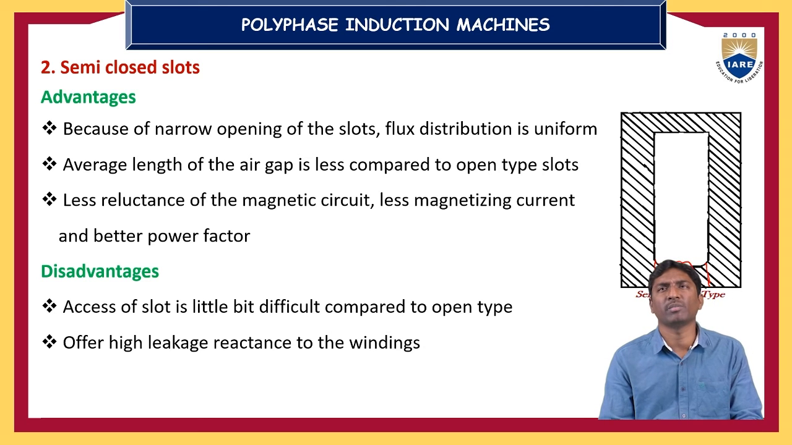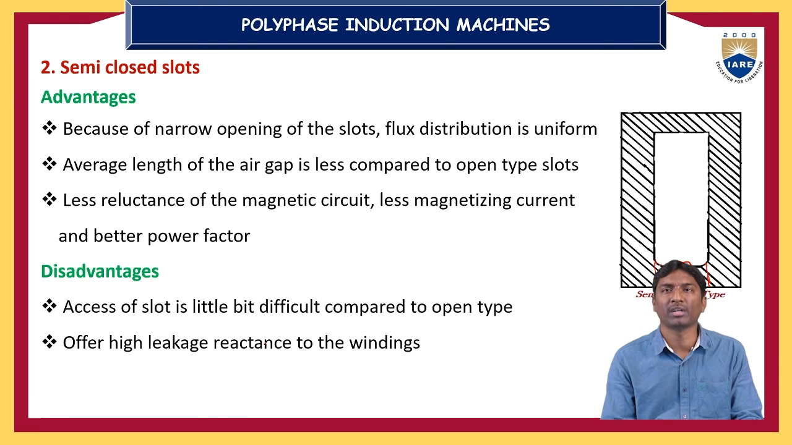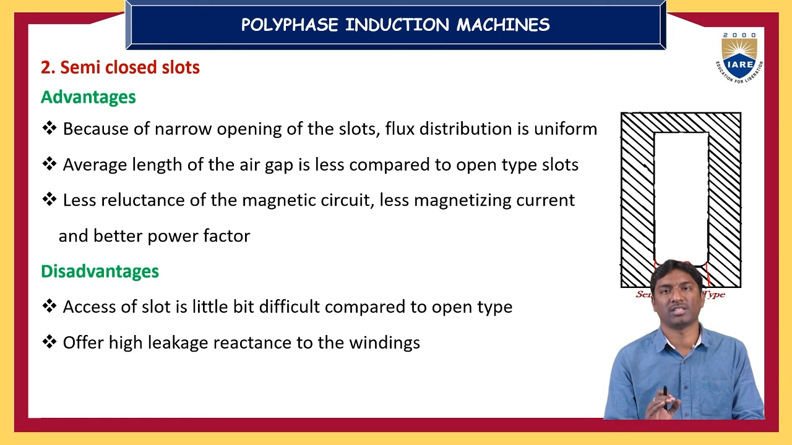Some disadvantages will be there in case of the semi-closed slots, that is access to the slot is a little bit difficult compared to the open type, and they offer high leakage reactance to the windings. In the semi-closed slots, it is not possible to insert a large number of coils. Due to that, access to the slot is a little bit difficult compared to the open type, and they offer high leakage reactance to the windings.